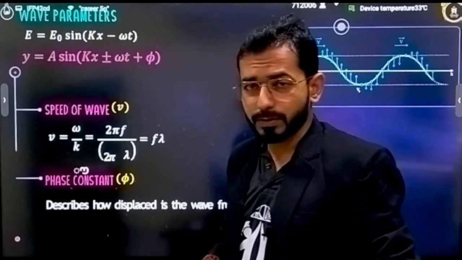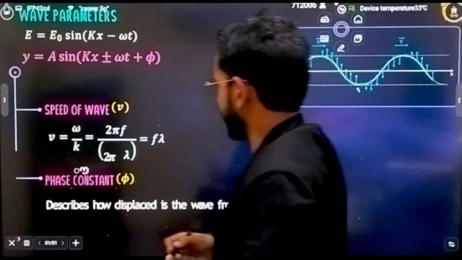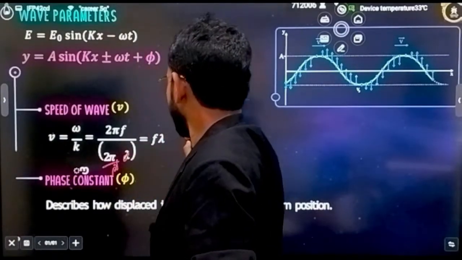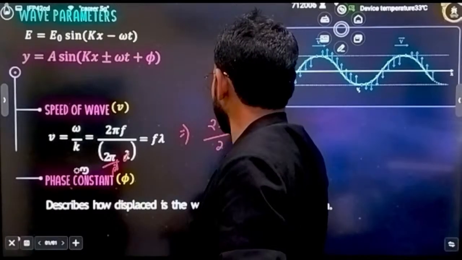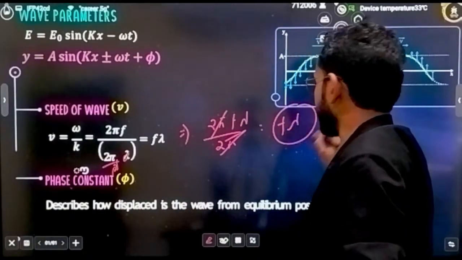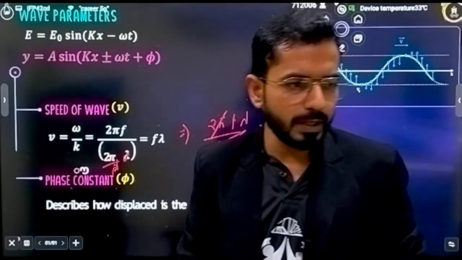You can define k in terms of... here it will be written like this: k is defined as 2 pi by lambda. 2 pi by lambda will be going here in the numerator. That means 2 pi f into lambda, divided by 2 pi. The 2 pi will get cancelled out and it will become f lambda. And it is the relation from the basic classes we know: velocity is equal to frequency into wavelength.